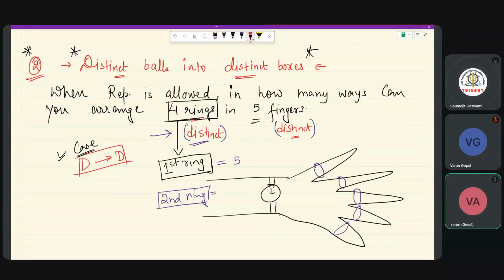Now, the second ring, how many ways? How many fingers? The second ring, 4 ways. Yes, sir. Varun, Gopal. Yes, sir. Four.